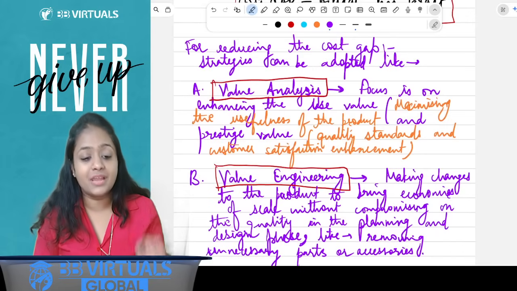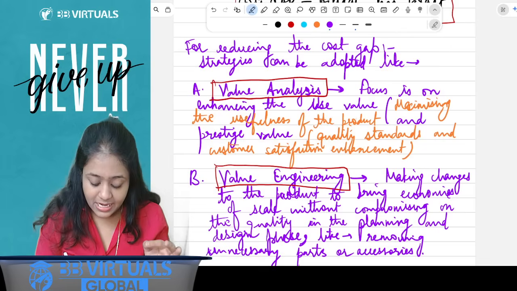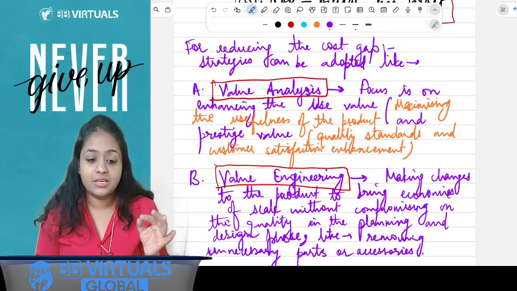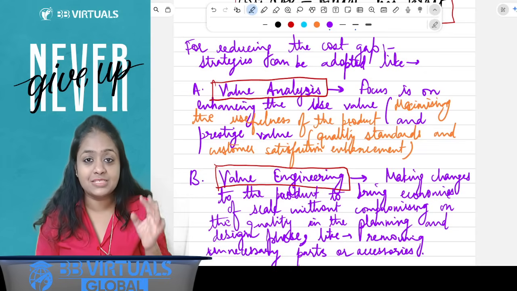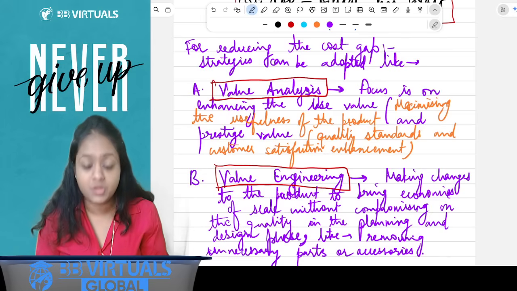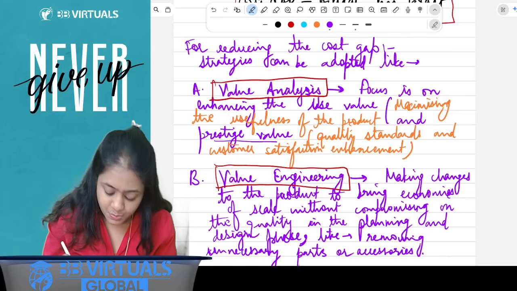What is value analysis? Value analysis is where the focus is on enhancing the use value of the product. Use value means maximizing the usefulness of the product, maximizing the ways in which the product can be used. And also the aim is to enhance their prestige value.